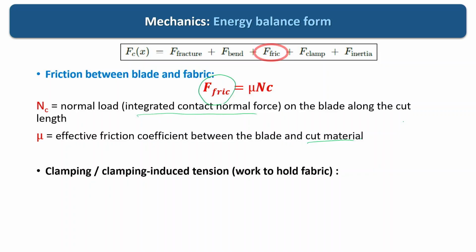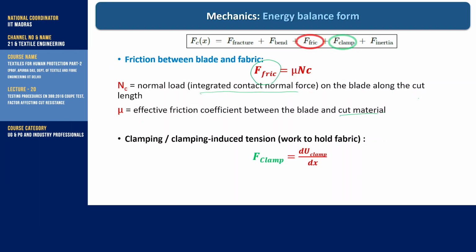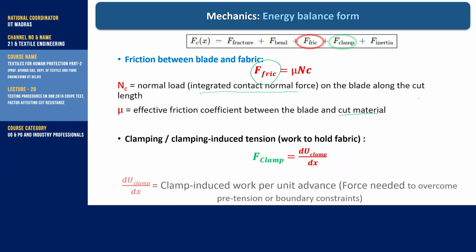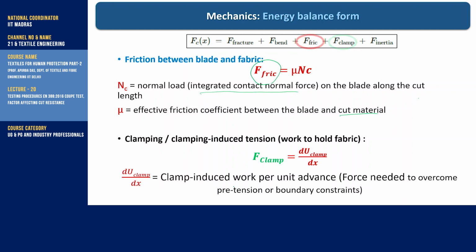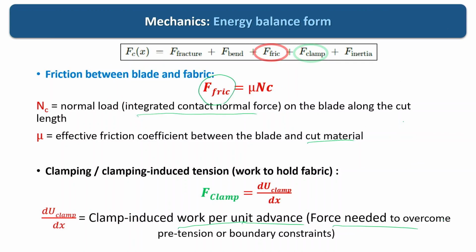Now, next is the clamping tension, this is the work to hold the fabric. F clamp is du clamp by dx. So, this is the clamp induced work per unit advance. Okay. Per unit advance, what is the work required, additional work. So, force needed to overcome the pretension or boundary constraint.